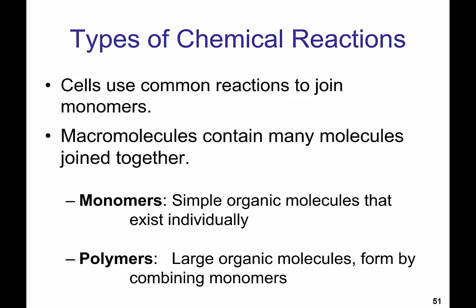Types of chemical reactions. Cells commonly use reactions to join monomers. Now a monomer, if we think of mono meaning one, is a simple organic molecule that exists individually, like a single building block. But a polymer, poly meaning many, are large organic molecules formed by combining monomers. These are the macromolecules that we're referring to within organisms, and they contain many molecules joined together.